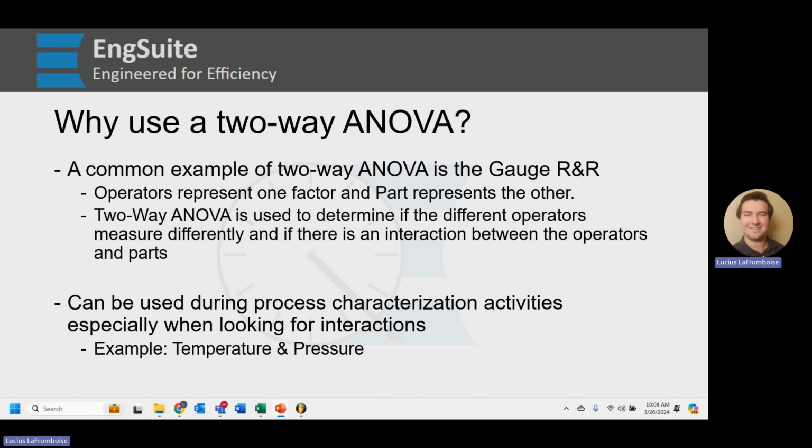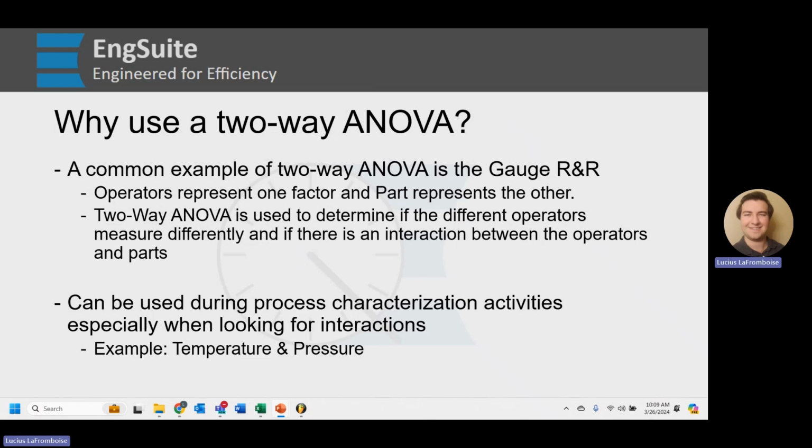But we can also use it during process characterization, especially when looking for interactions. So like let's say we have temperature and pressure and we want to see if there's a difference in, let's say cure time or something like that based on temperature and pressure. And we also want to know if there's an interaction, like maybe at a lower pressure but a higher temperature, we'll see a faster cure, something like that, that isn't there or is more exaggerated when we have both of those factors.